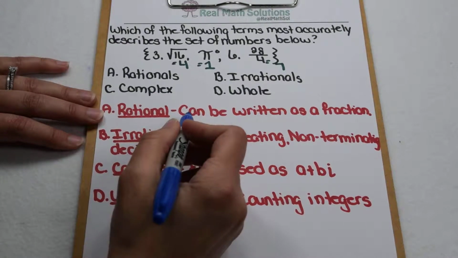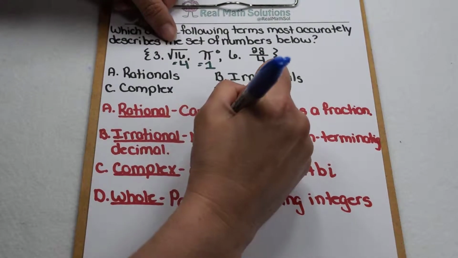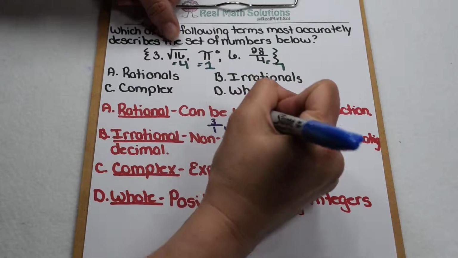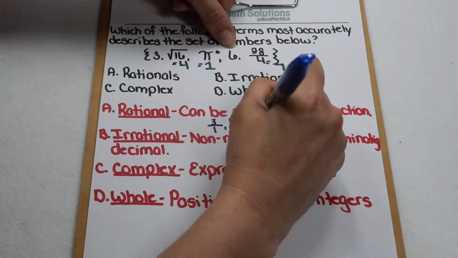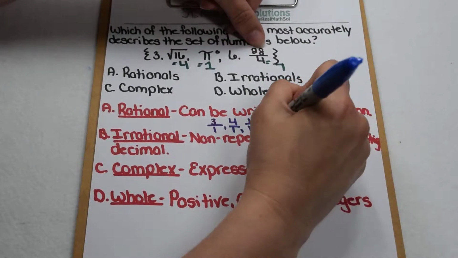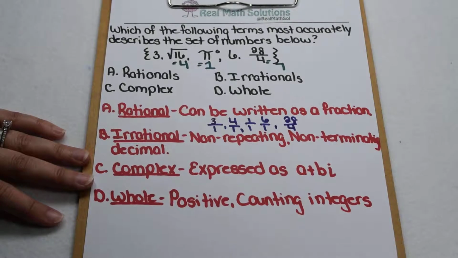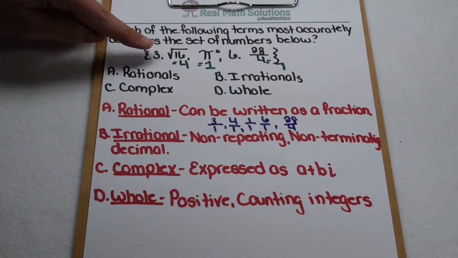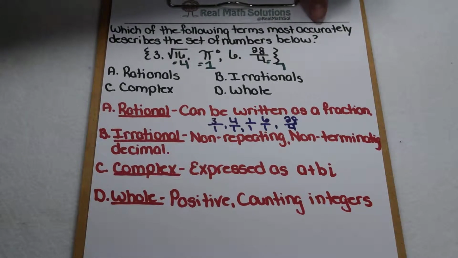Rational numbers, we know, can always be written as a fraction. Well, 3 we can write as 3 over 1. 4 we can write as 4 over 1. 1 we can write as 1 over 1. 6 we could write as 6 over 1. And 7 we can write as 7 over 1, or we already know it's in fraction form of 28 over 4. So rational could be used to describe all those numbers. But our directions say which one most accurately.